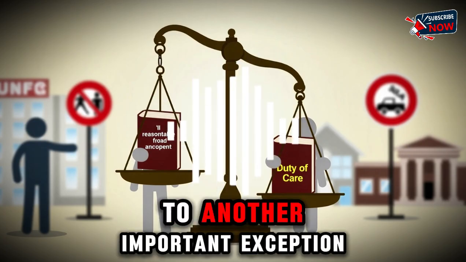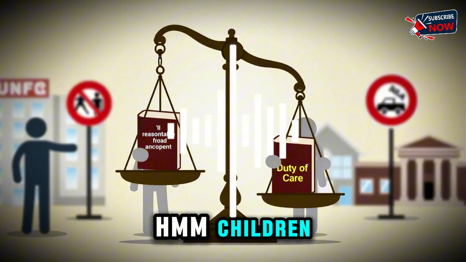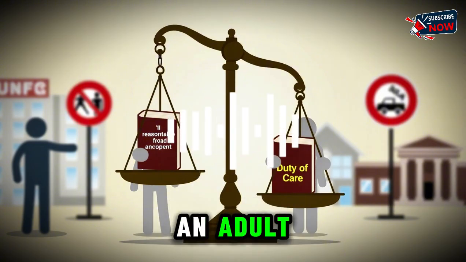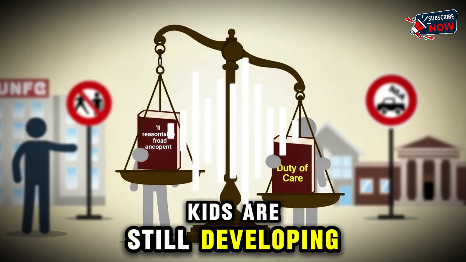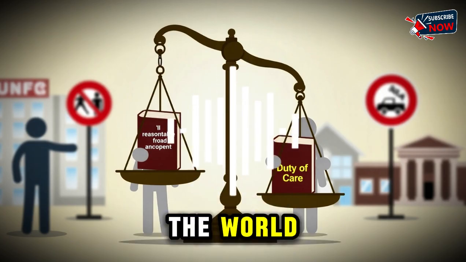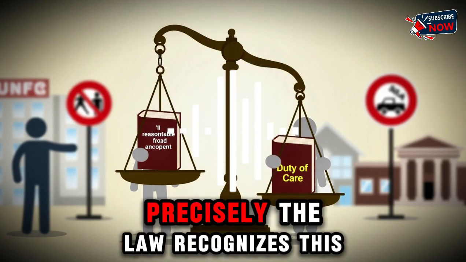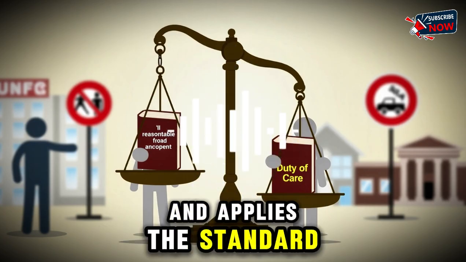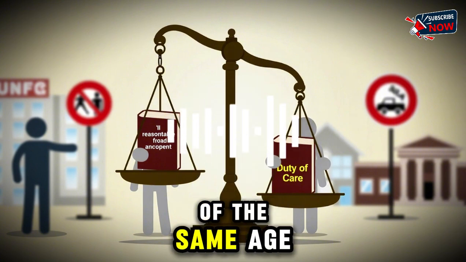Now, let's move on to another important exception. Children. I mean, it wouldn't be fair to hold a child to the same standard as an adult, right? Definitely not. Kids are still developing their understanding of the world and the consequences of their actions. Precisely. The law recognizes this and applies the standard of a reasonable child of the same age.